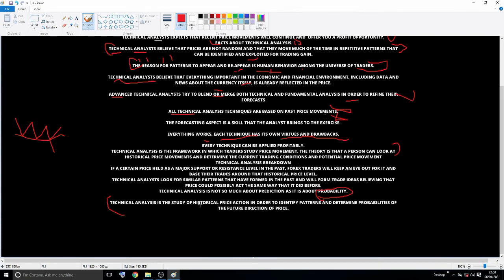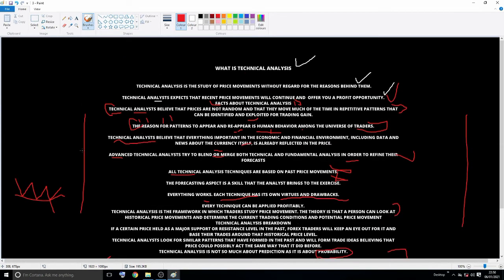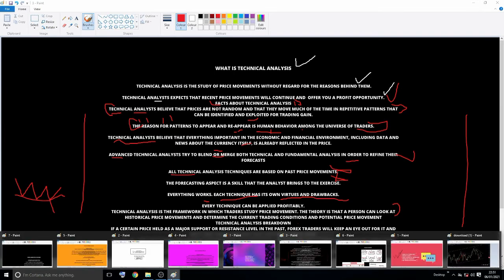Technical analysis is the study of history, price action, in order to identify patterns and determine possibilities of the future direction of the price. So that's all that I have on technical analysis. This is the explanation, and I broke it down into many pieces so that you can understand it better. So let's move to fundamental analysis and see what is going on over there.